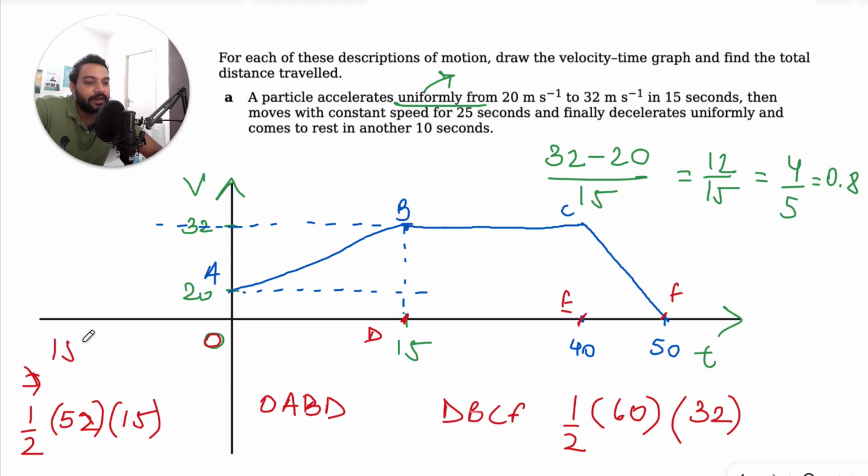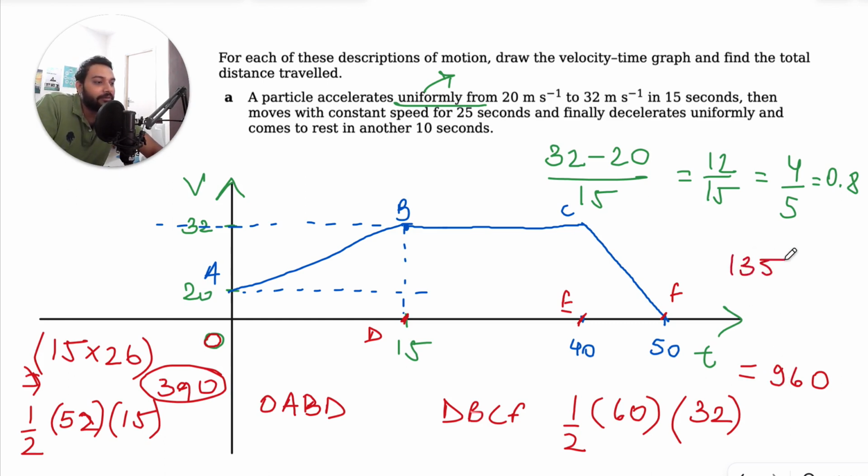So 15 times 26 plus 16 times 60, which is 960. And here 15 times 6 is 90, 15 times 2 is 30, so 390. 390 and 960 gives 1350. That's 1350 meters or 1.35 kilometers. That's the distance, or the displacement in this case. Okay, let's see the next part.